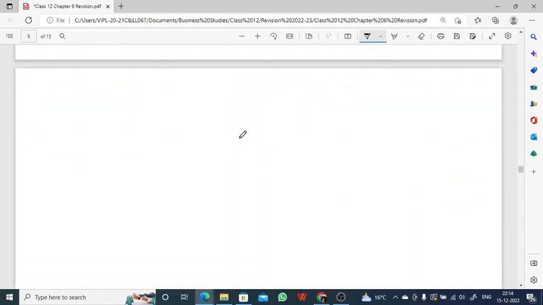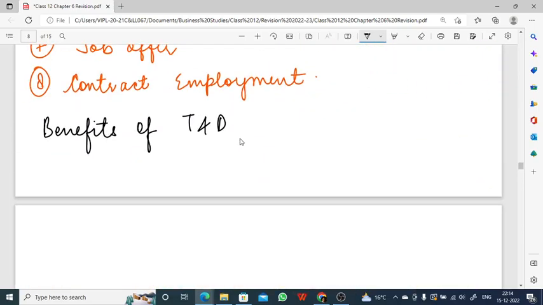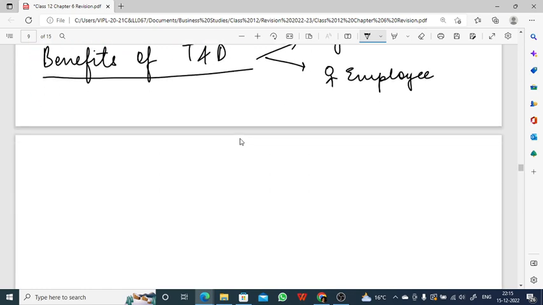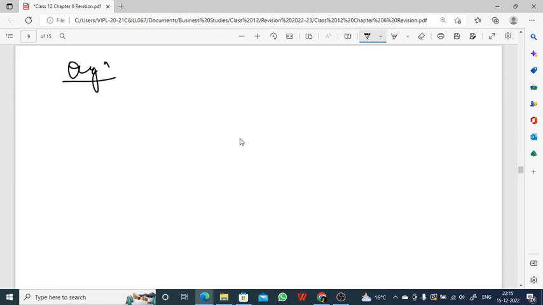Okay, so let's talk about the benefits of training and development. Of course, there will be benefits. It will be beneficial both to the organization and to the employee working in the organization, from the kind of education that is imparted in training and development. So let's talk about the importance of training and development first for the organization, and then from the purview of the employee.